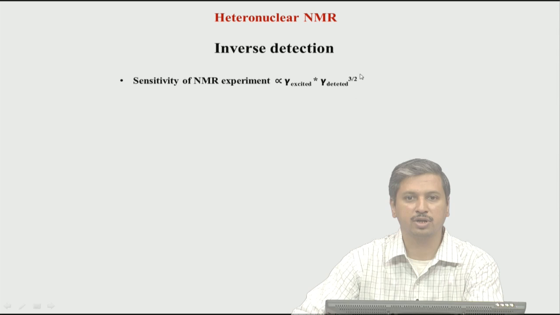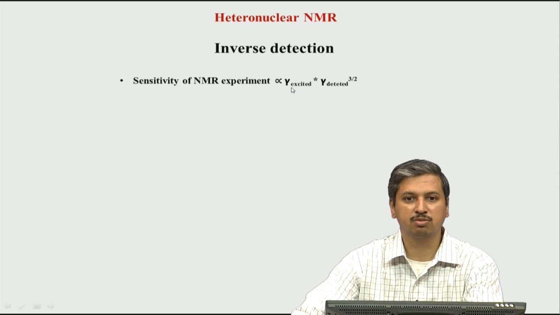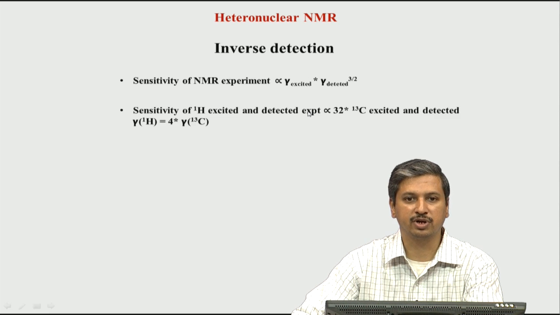And in the proton experiment, both of these were hydrogens, but in the HETCOR experiment this was hydrogen, but this was carbon, okay. And carbon is 4 times less compared to proton. So, obviously, now you can see that if I want to maximize my sensitivity, I should use hydrogen as the excited nucleus and also detect hydrogen, not carbon. That would give me the maximum sensitivity possible. So, let us see for carbon how bad the sensitivity is if you detect carbon.